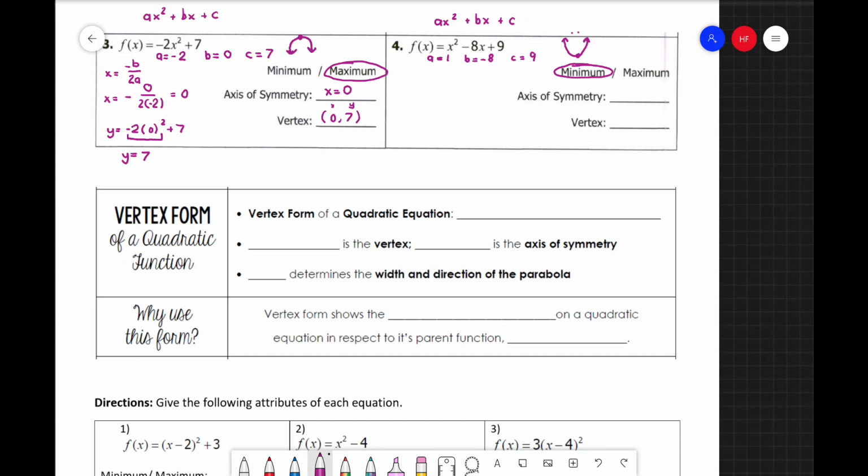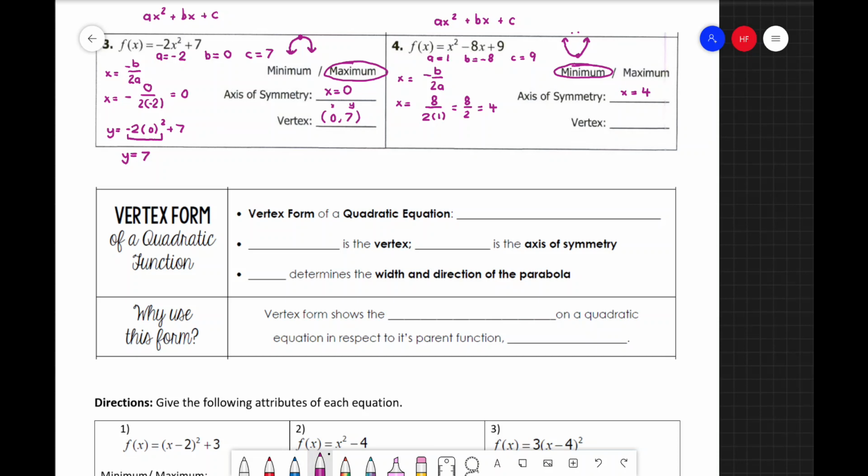So to find my axis of symmetry, I have x equals negative b over 2a. x equals negative negative 8, which is a positive 8, over 2 times 1. 8 over 2 is 4. So my axis of symmetry is x equals 4. It's going to be that vertical line.